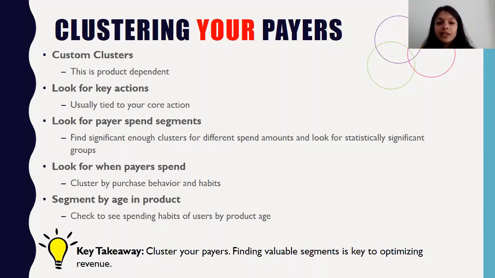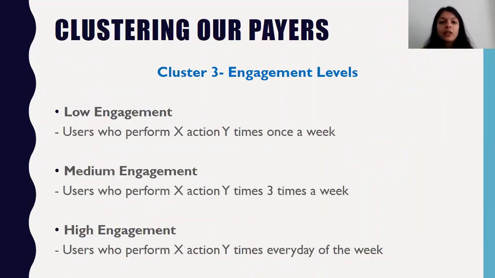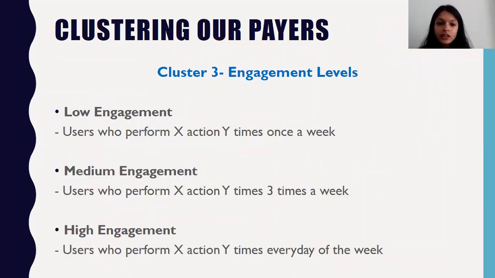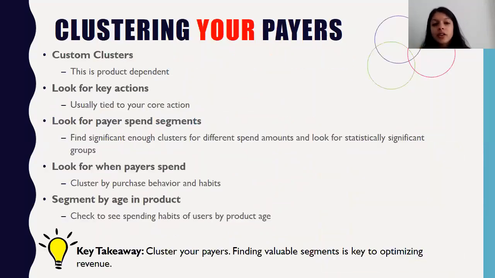And look for payer spend segments. Find significant enough clusters for different spend amounts and look for statistically significant groups. What I mean by that is figure out what your price ranges are for different payer segments. I mentioned we have fish, whales, and super whales. What is this for your product? And figure out who those payers are.